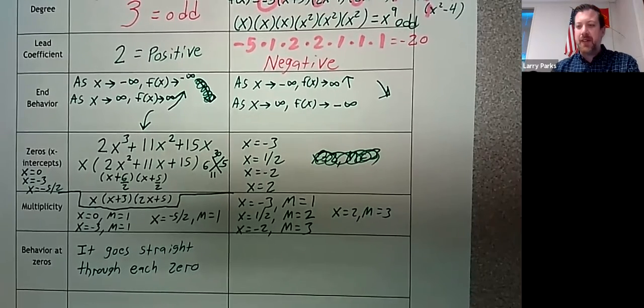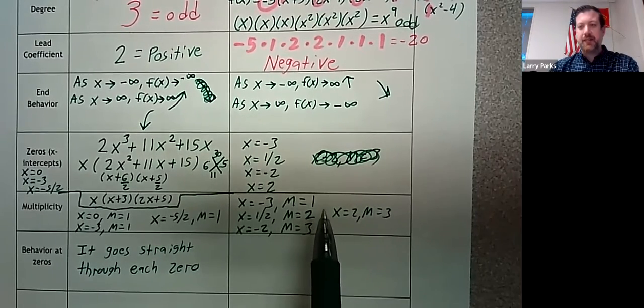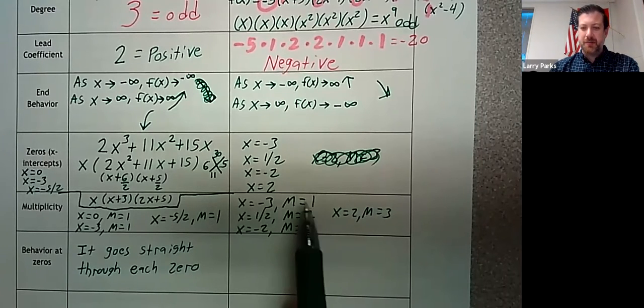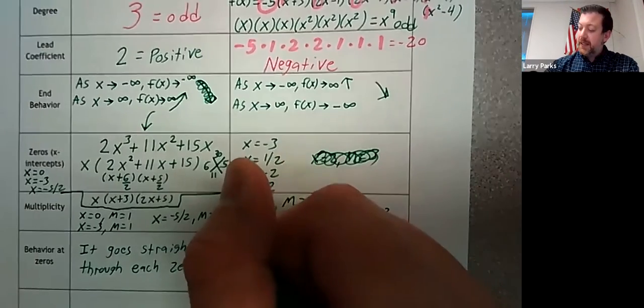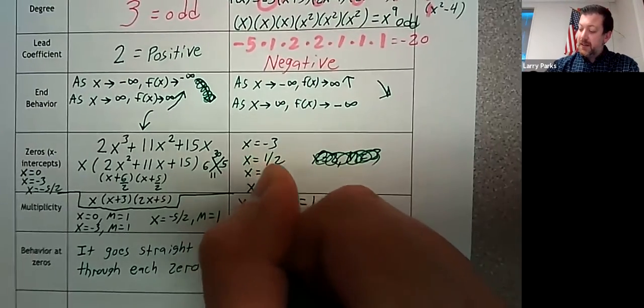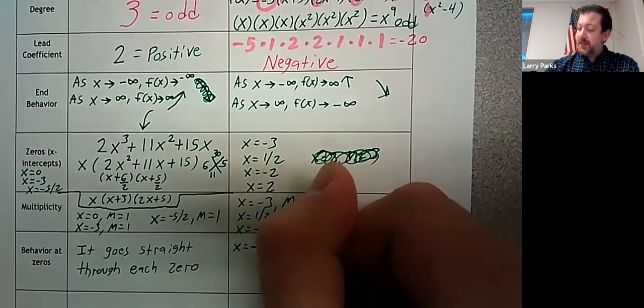So what's the behavior at each zero? And just for sake of time, I should probably move on to another example. But for this one, it's going to go straight through because it's just a 1. For here, it's going to bounce. So I guess I could put at negative 3, it's going to go straight through.